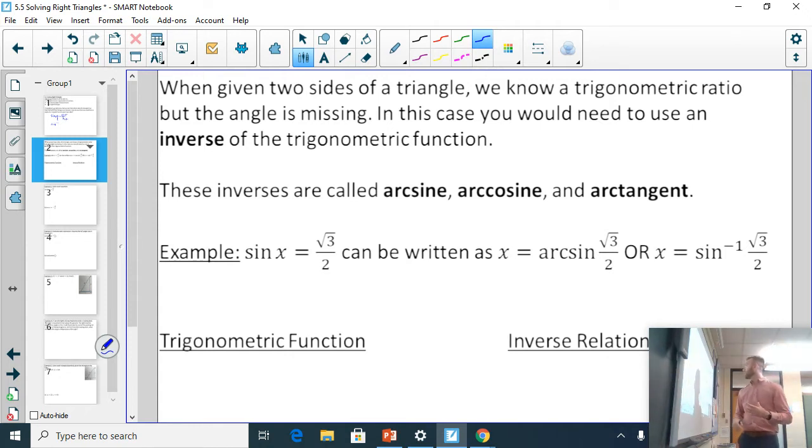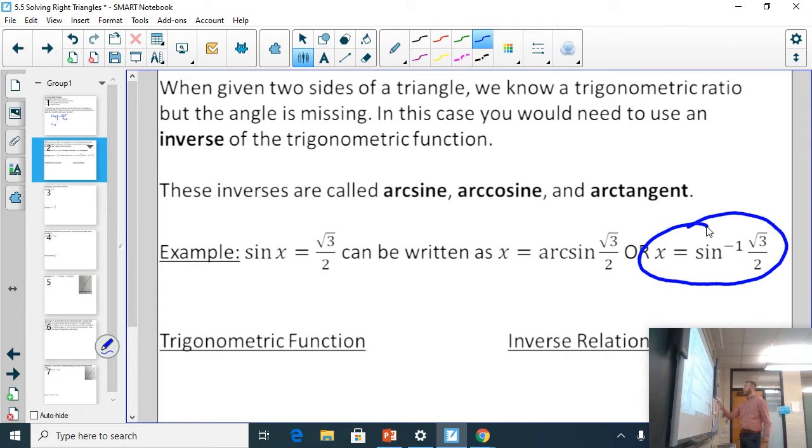So when given 2 sides of a triangle, we know a trig ratio, but the angle is missing. In this case, you would need to use an inverse of the trig function. These inverses are called arcsine, arccosine, and arctangent, or I just say sine inverse, cosine inverse, and tangent inverse. For example, if sine x equals the square root of 3 over 2, that can be written as x equals arcsine of square root of 3 over 2. If we were to throw arcsine on this side, the arcsine and sine kind of cancel out. We'll see more of that later. And this is how I'm going to prefer to write it: sine inverse of square root of 3 over 2.